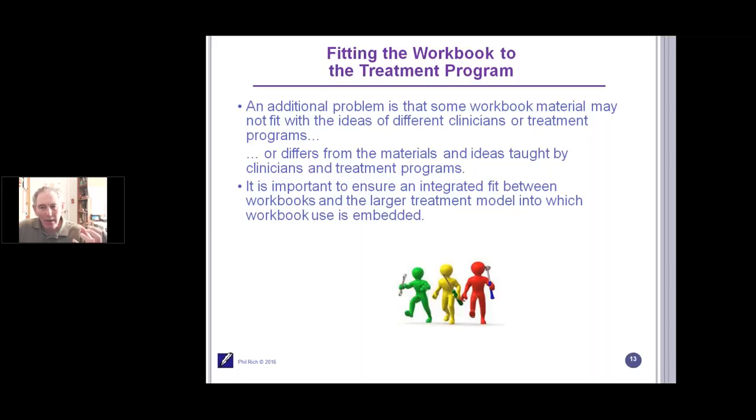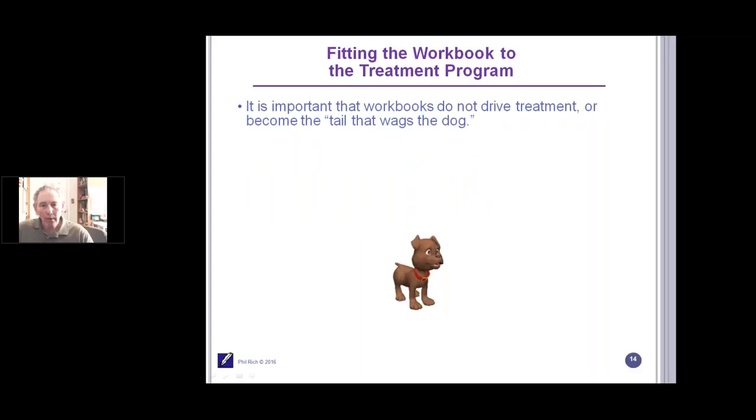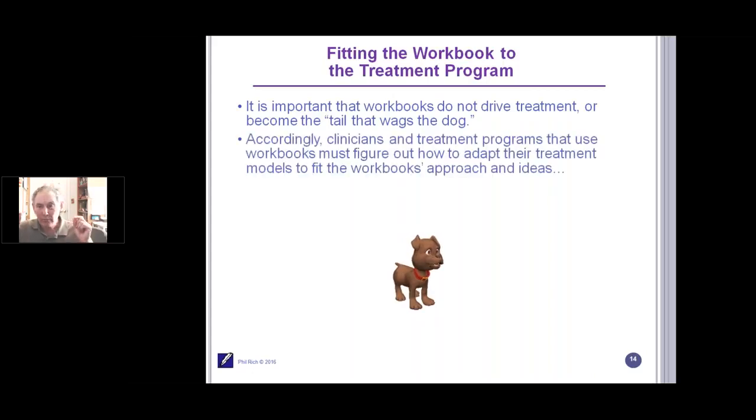We want to make sure there's an integrated fit between the workbooks. Let's use behavioral cycles as an example. Different programs perhaps don't use behavioral cycles, or if they do, they may not use the behavioral cycle that's included in the workbook. So we want to make sure there's an integration and not a split between the materials in the workbook and that larger treatment model. Again, the workbook is embedded into that larger treatment model. So we want to make sure that the workbook is not, to use that well-known quote, the tail that wags the dog.